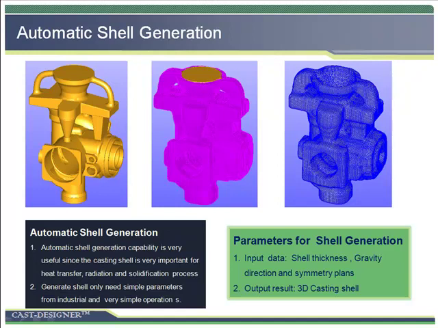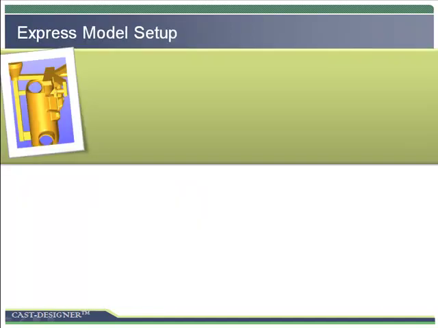Shell generation is also important for the investment casting process, since the casting shell is very important for heat transfer, radiation, and the solidification process. The shell generation is fully automatic in Cast-Designer, and only needs some simple parameters from industry, such as shell thickness and gravity direction. If the analysis is a symmetry model, the shell can also be a symmetry model, to save model size. The shell mesh can be generated together with the casting part mesh.